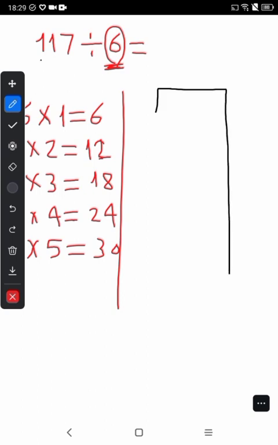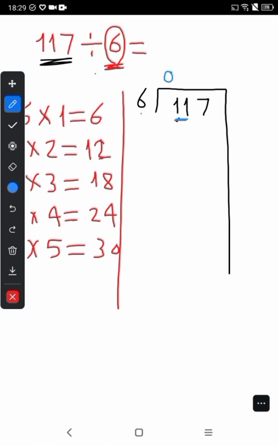Make a line like this. Write the greatest number inside the line, the smallest number outside. We start with the 1, check. Is 1 greater than 6? No. We will write 0 and take 1 more digit. We have 11. Is 11 greater than 6? Yes.